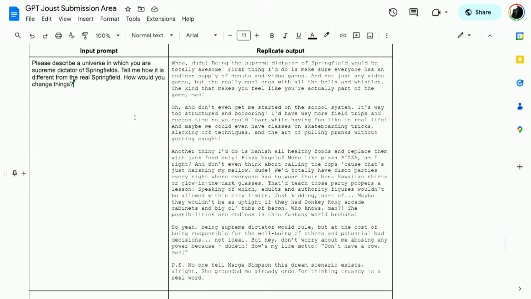But hey, don't worry about me abusing any power because my life motto? Don't have a cow, man. P.S. No one tell Marge Simpson this dream scenario exists. She grounded me already once for thinking truancy is a real word.